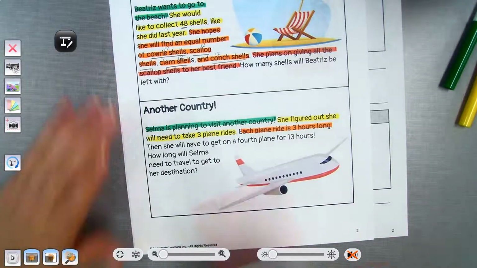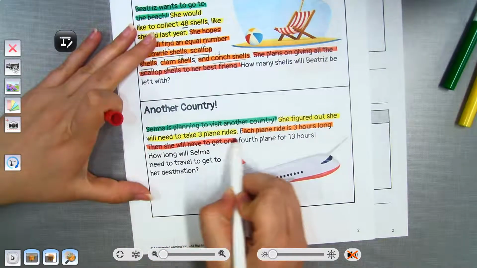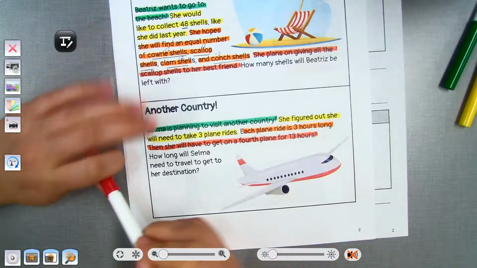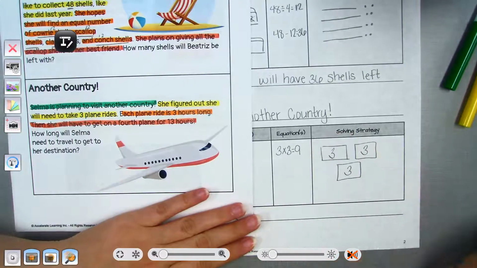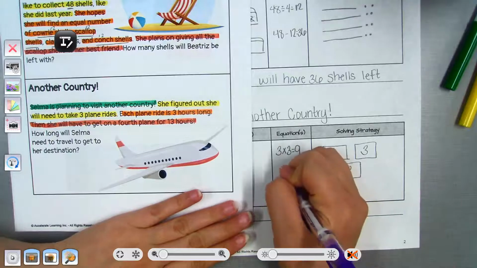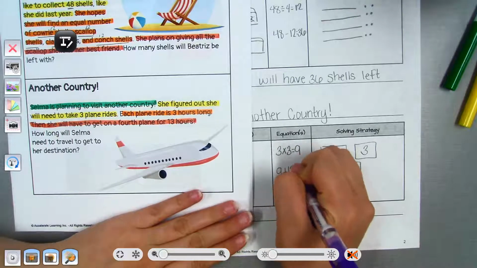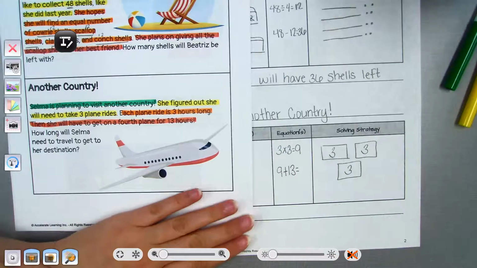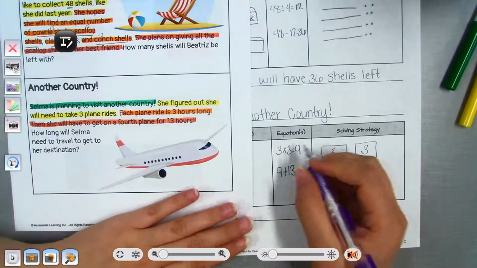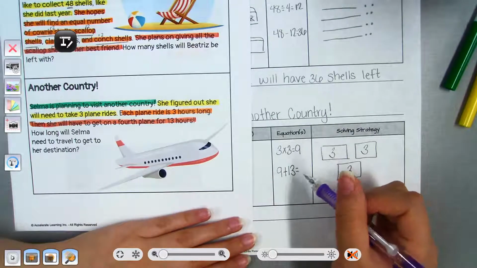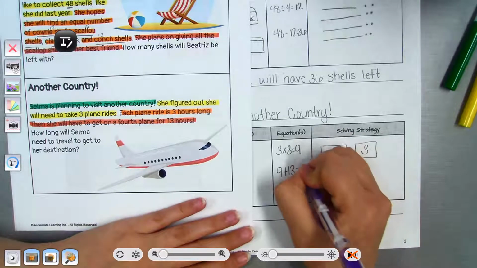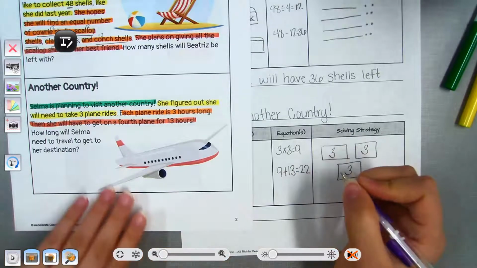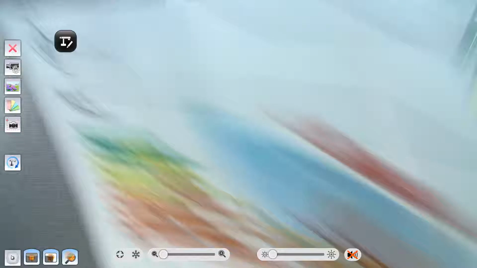Then she will have to get on a 4th plane for 13 hours. So on top of the 9 hours, she's going to add another 13. So 9 plus 13 equals. Okay, so that means I'm just going to do 9 plus 13. Well, 9, see 13, 14, 15, 16, 17, 18, 19, 20, 21, 22. So 22 hours. That's how long she's going to be on the plane.